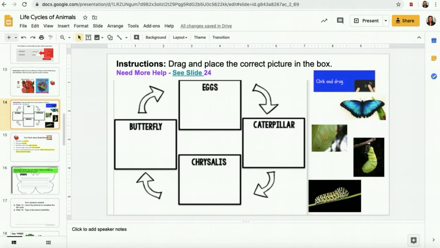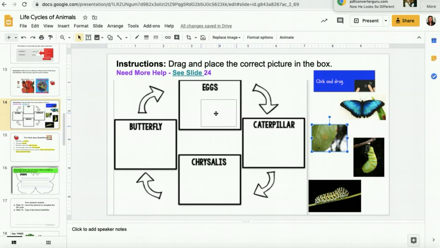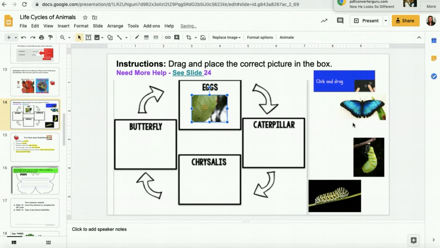All right, now that we've listened to the song and read the book, this is slide 14. So this is where you are going to do your first assignment for your science lesson for today. It says to drag and place the correct picture in the box. Along the right-hand side here, you see 4 pictures. You're going to put the life cycle of the butterfly in order. You're just going to drag the picture. For instance, I'll do the first one for you. The butterfly starts as an egg. So we're going to put the eggs right there. So you go ahead and do the other 3 pictures.